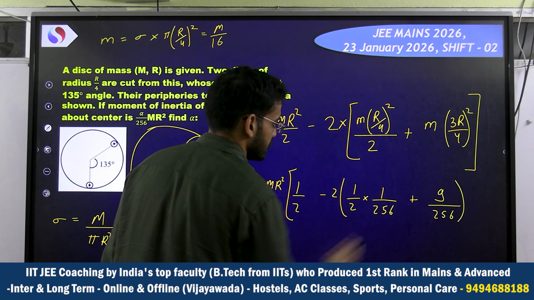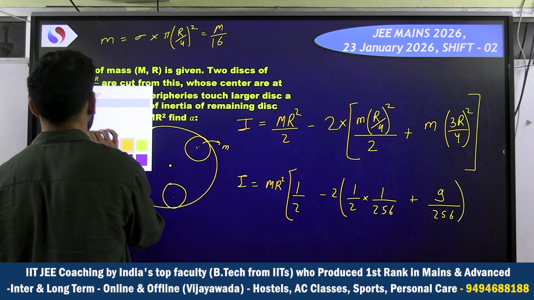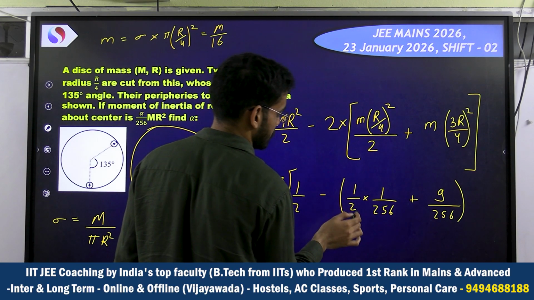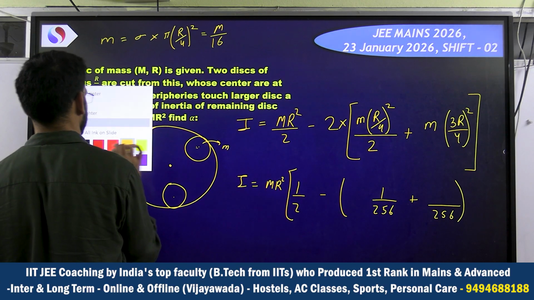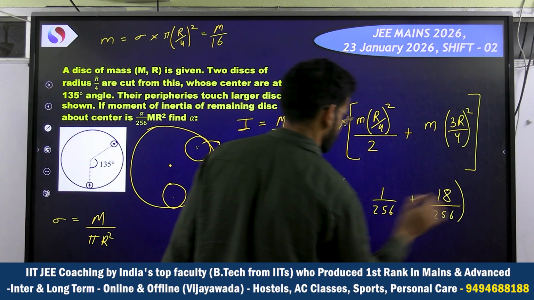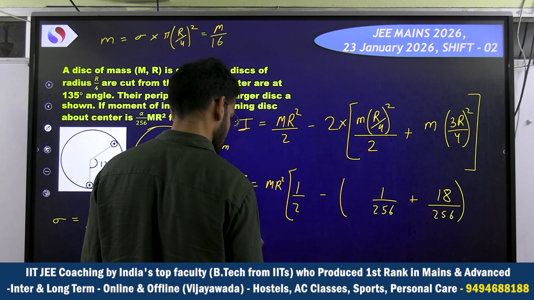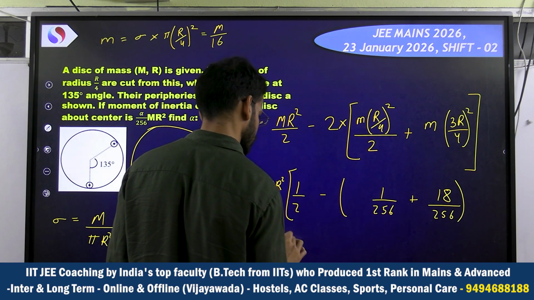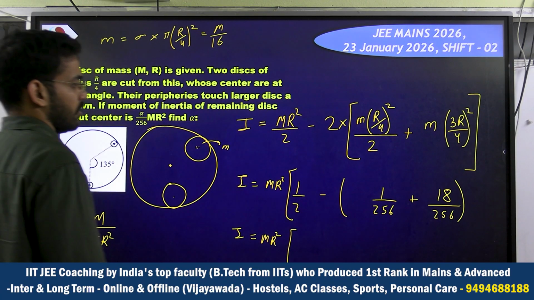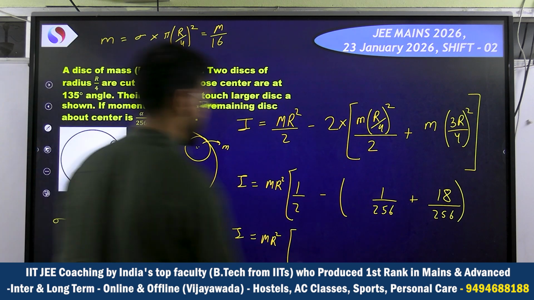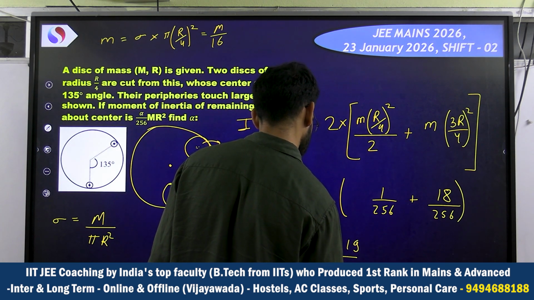Okay, multiply it inside. If you multiply this inside, this 2 factor if you send inside, this 2 gone, right? And here you will have 18. This is 18 plus 1, 19, and then 256. So you'll have I is equal to mr square, 256 LCM. So 256 LCM will come. Then what will be there? 128 minus 19 divided by 256.